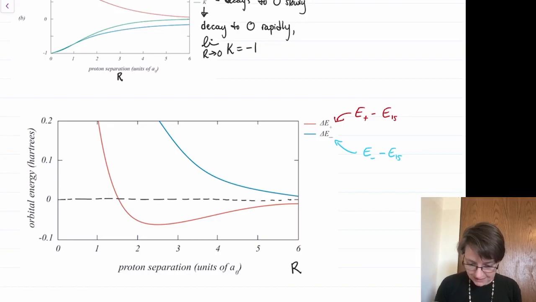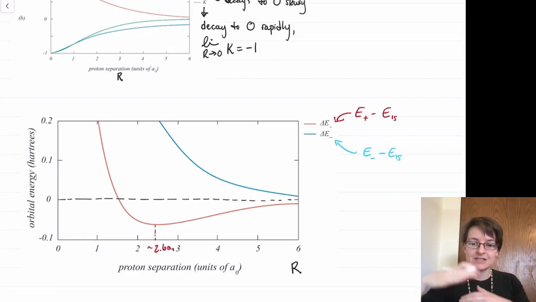But at medium internuclear separations, we can see where the minimum is for this bonding curve, somewhere around 2.6 Bohr, or if you like better, 1.3 angstrom. There is a stabilization effect for these two atomic orbitals merging together and forming a bonding molecular orbital.